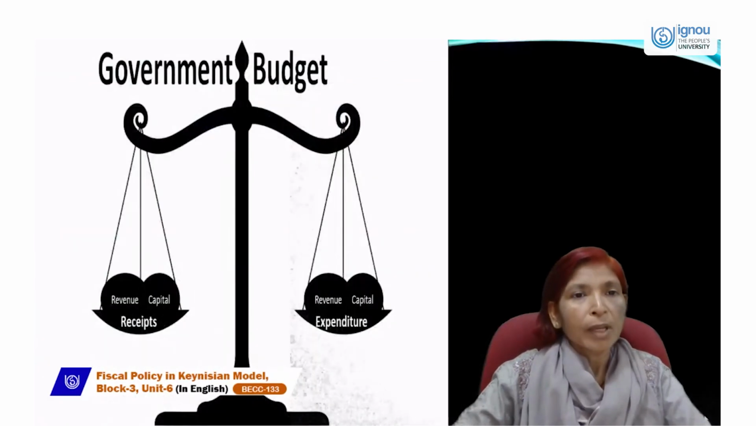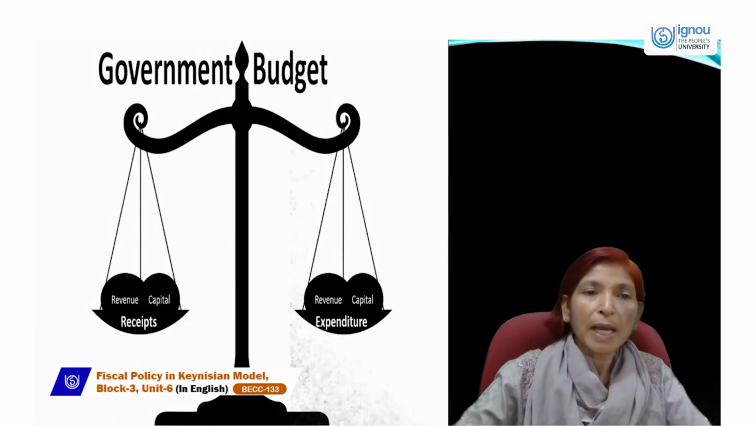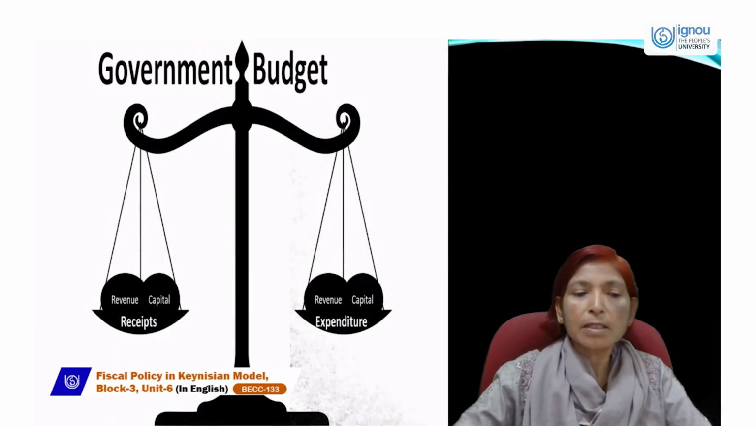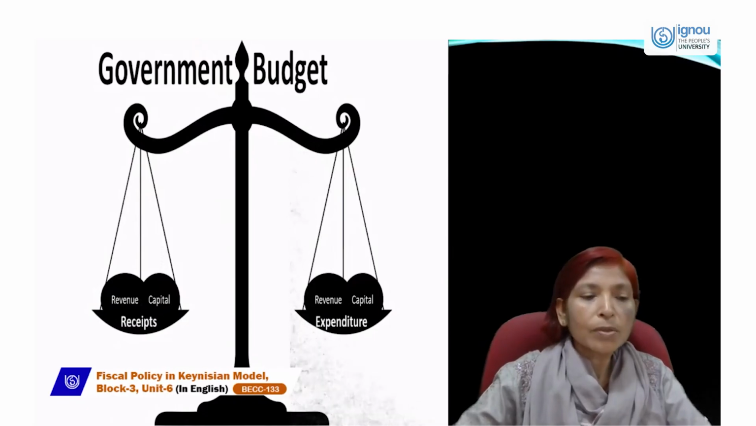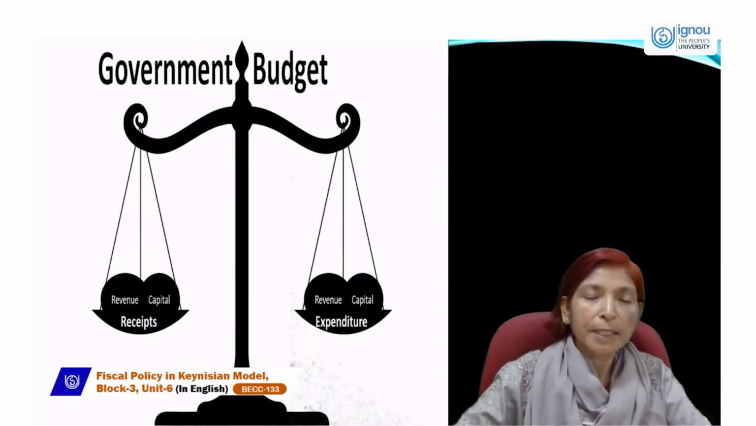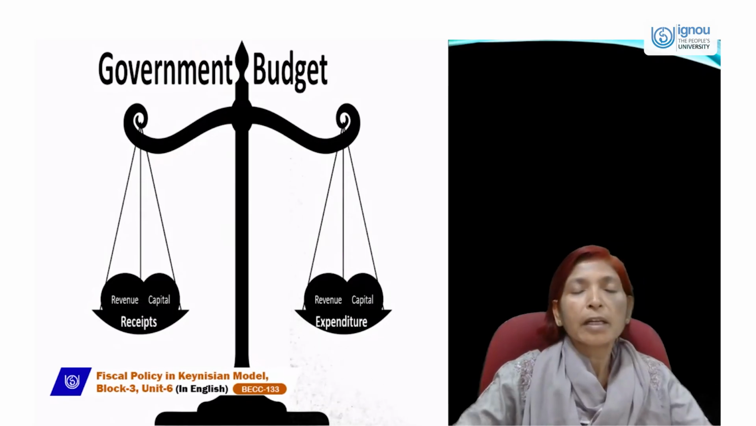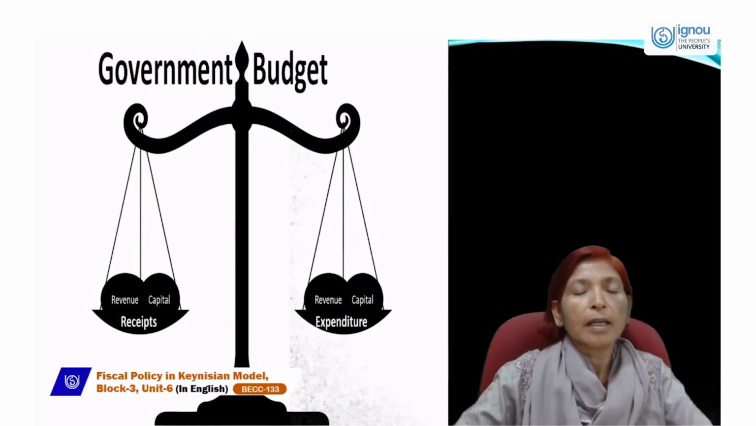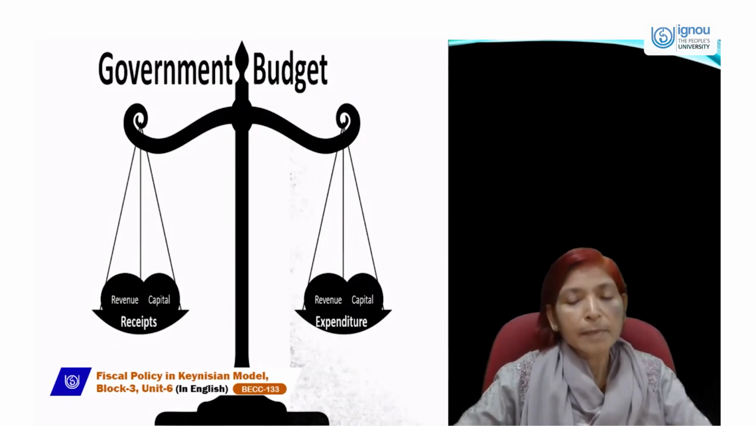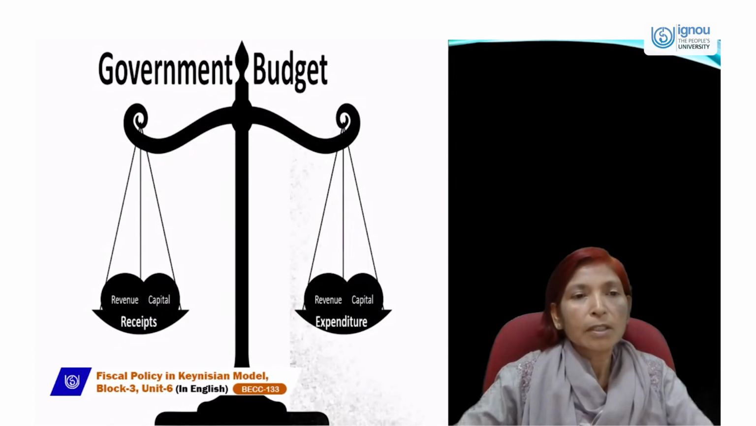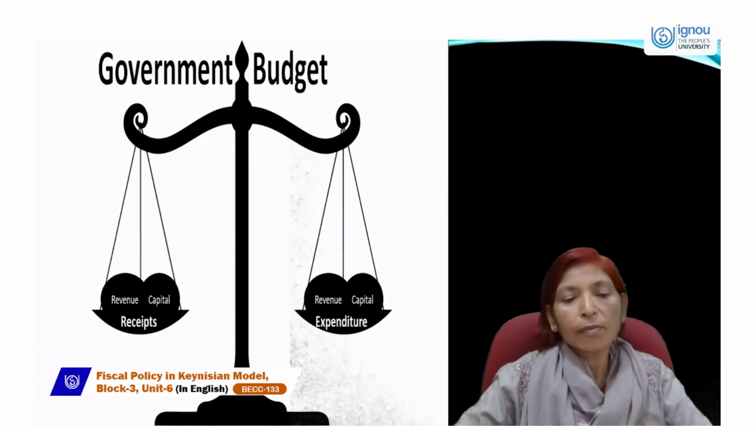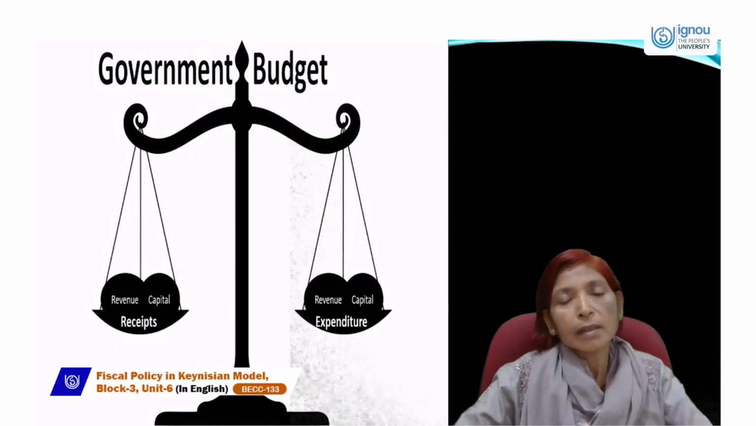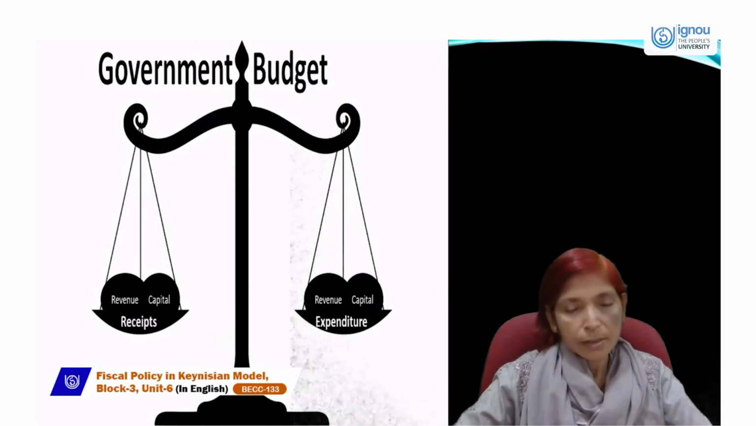Now next is government budget balance. Government budget shows the balance between receipts and expenditures. Receipts means revenues. Receipts may be capital receipts. Receipts may be revenue receipts. And expenditures may be capital expenditure and revenue expenditure. So government budget shows the balance between receipts and expenditures. And if both are equal, then budget will be called balanced.